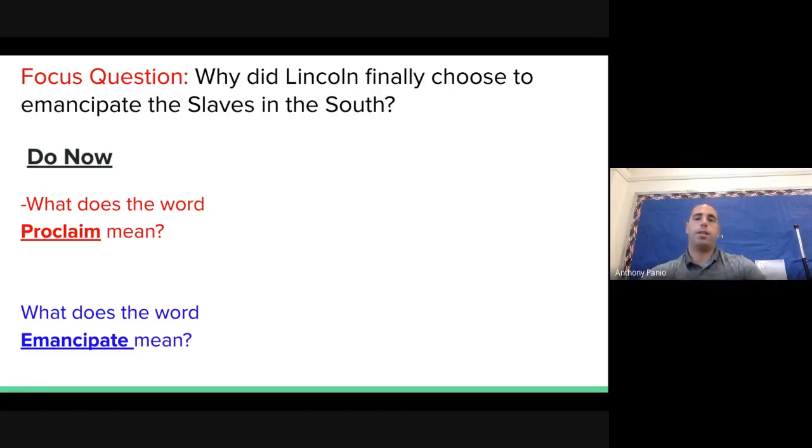All right, give everyone 2 more minutes to get in here. The focus question is, why did Lincoln finally choose to emancipate the slaves in the South? Emancipate is a word you're probably not too familiar with, but you will understand it by the end of the day today, I believe. And then you have a Do Now. What does the word proclaim mean? What does it mean if someone proclaims something? And what does emancipate mean? All right, so we've got 2 questions. We'll start in 2 minutes.